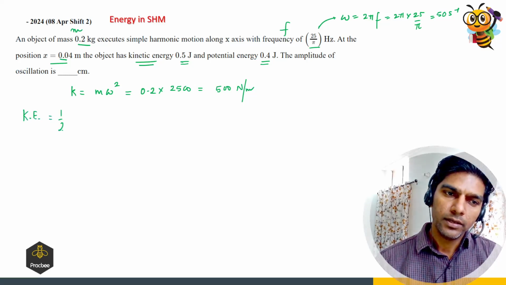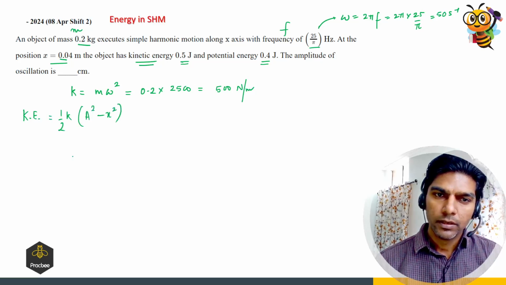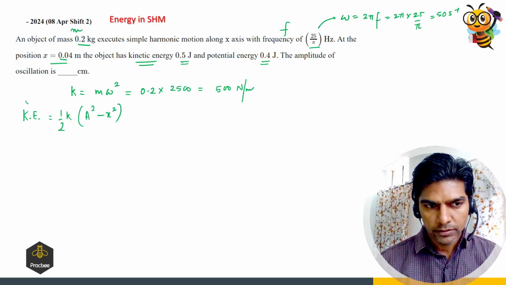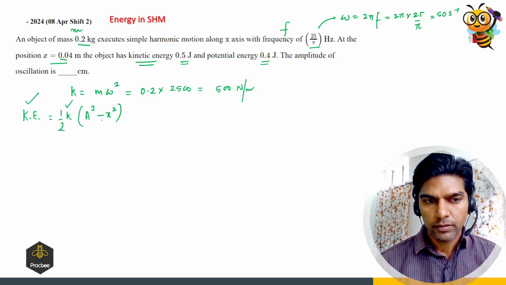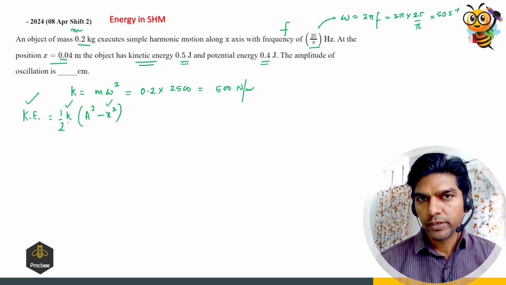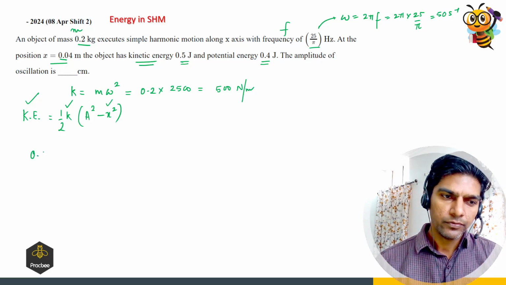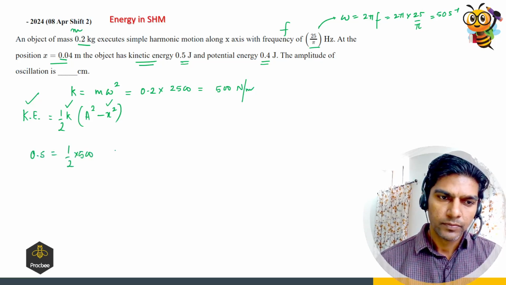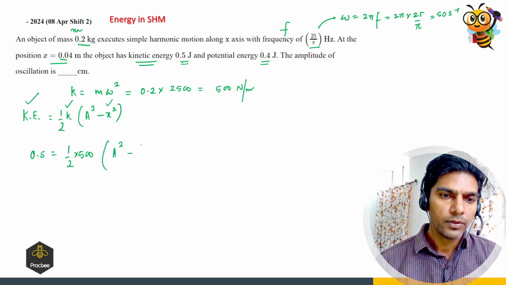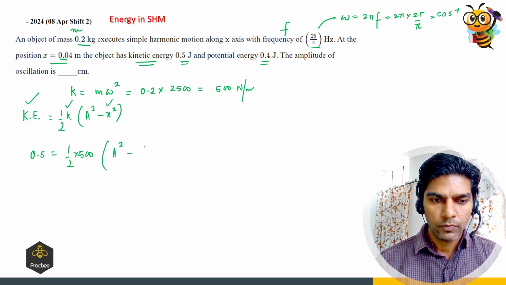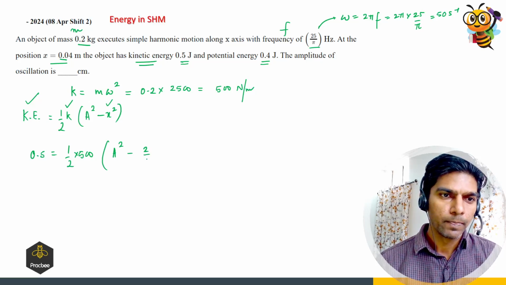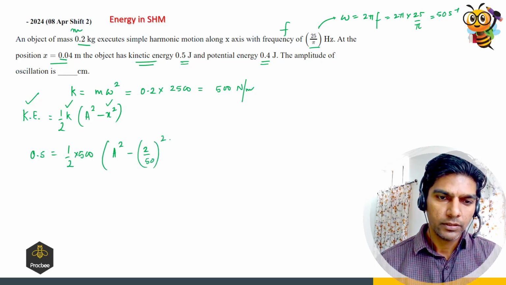So that will be half k (a square minus x square). And we have given kinetic energy, we know the value of k, we know the value of x, so we can find a from this equation. So kinetic energy is 0.5 and the force constant is 500. Amplitude we have to calculate. x is given as 0.04, or I can write this as 2 by 50 square.